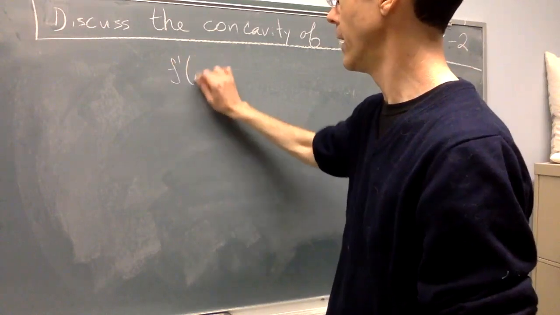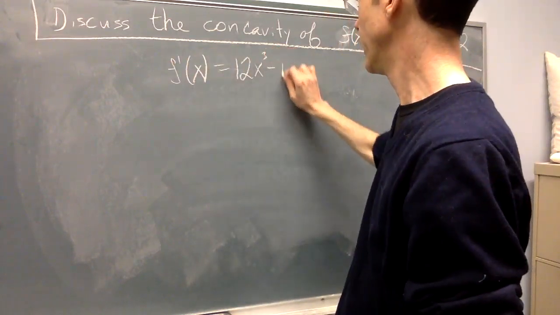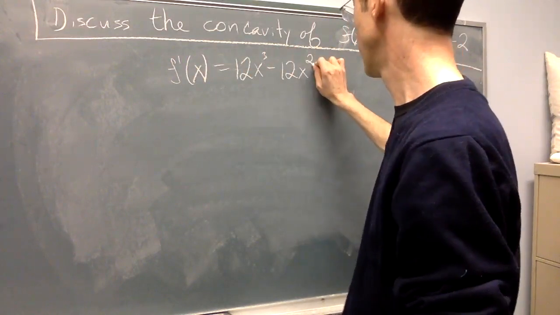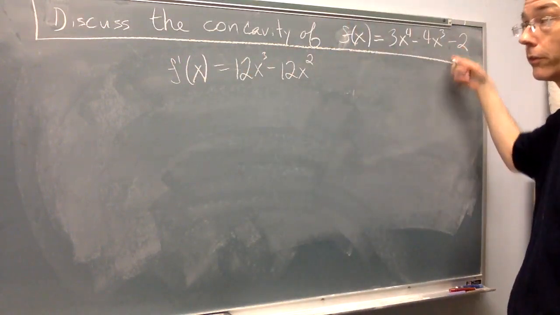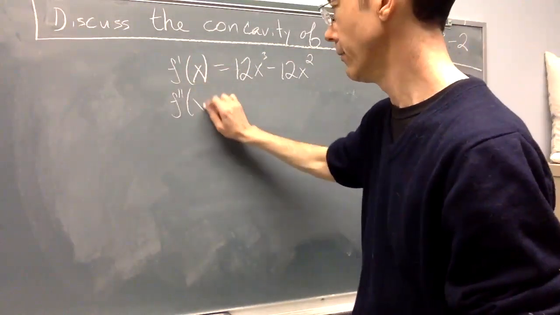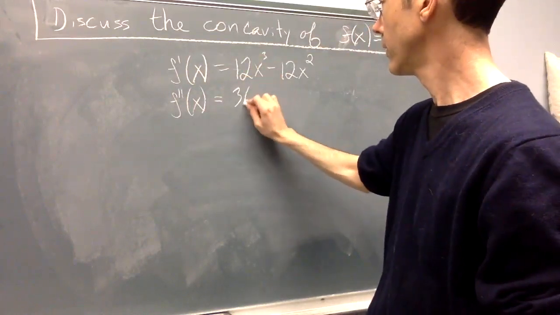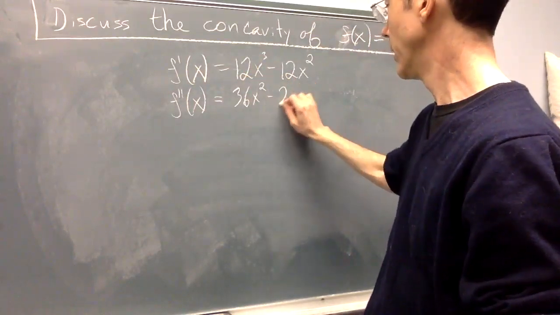So f prime is 12x to the third minus 12x squared. The derivative of the negative 2 goes to 0. The second derivative is the derivative of the derivative, so we just repeat the process: 36x squared minus 24x.